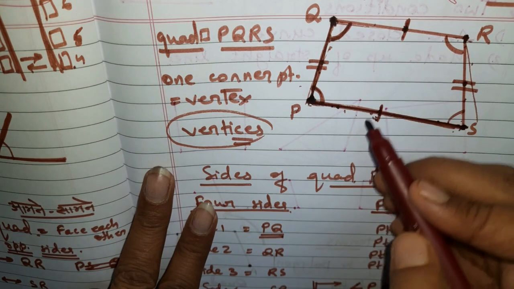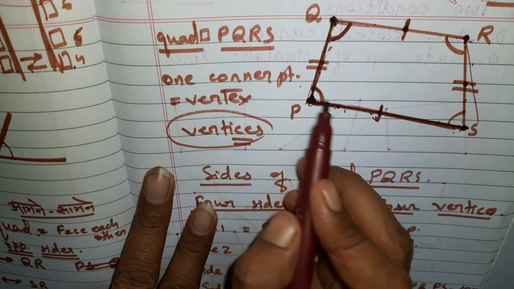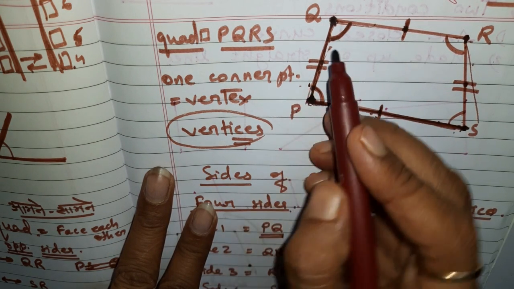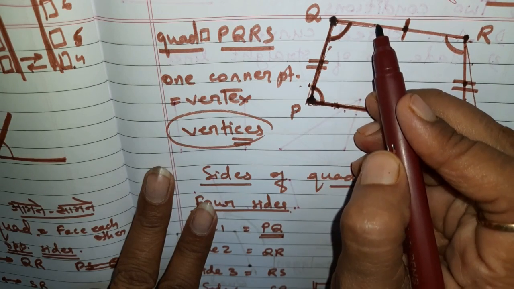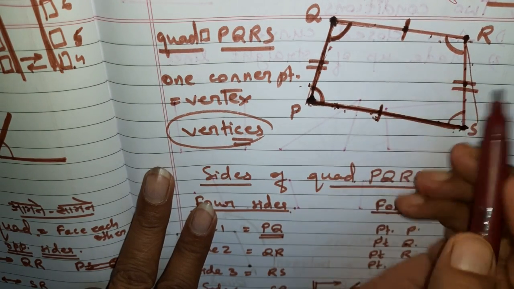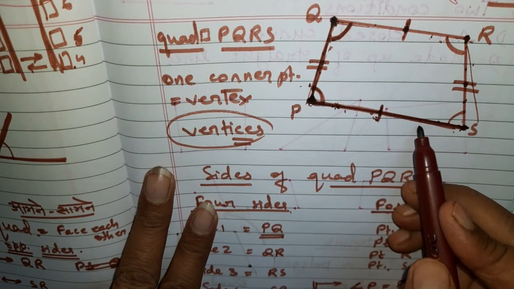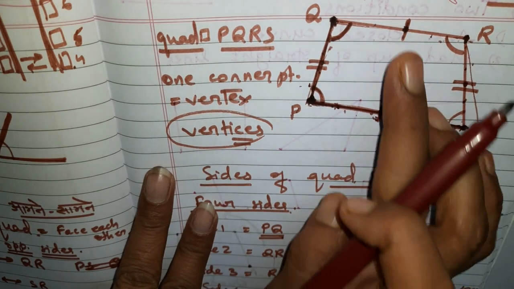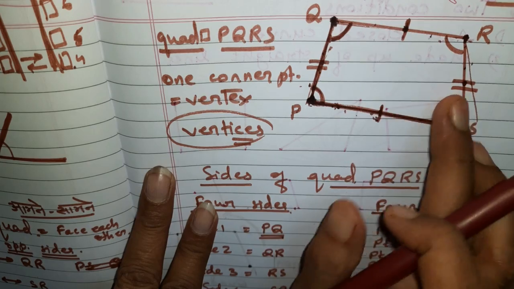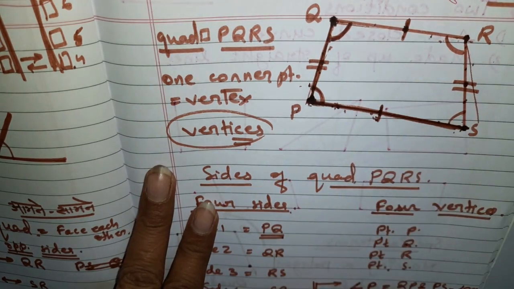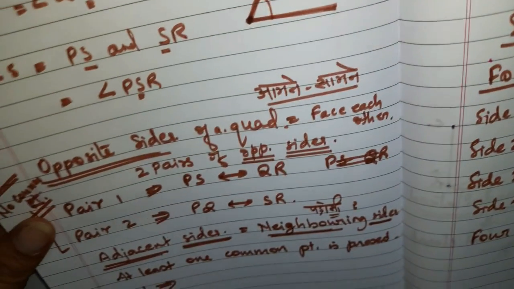These two are not neighbor to each other. But these two are neighbor to each other. Similarly, these two are neighbor to each other, and these two are neighbor to each other. So, in any quadrilateral, you will get two pairs of opposite sides but four pairs of adjacent sides. Let's try to find out.